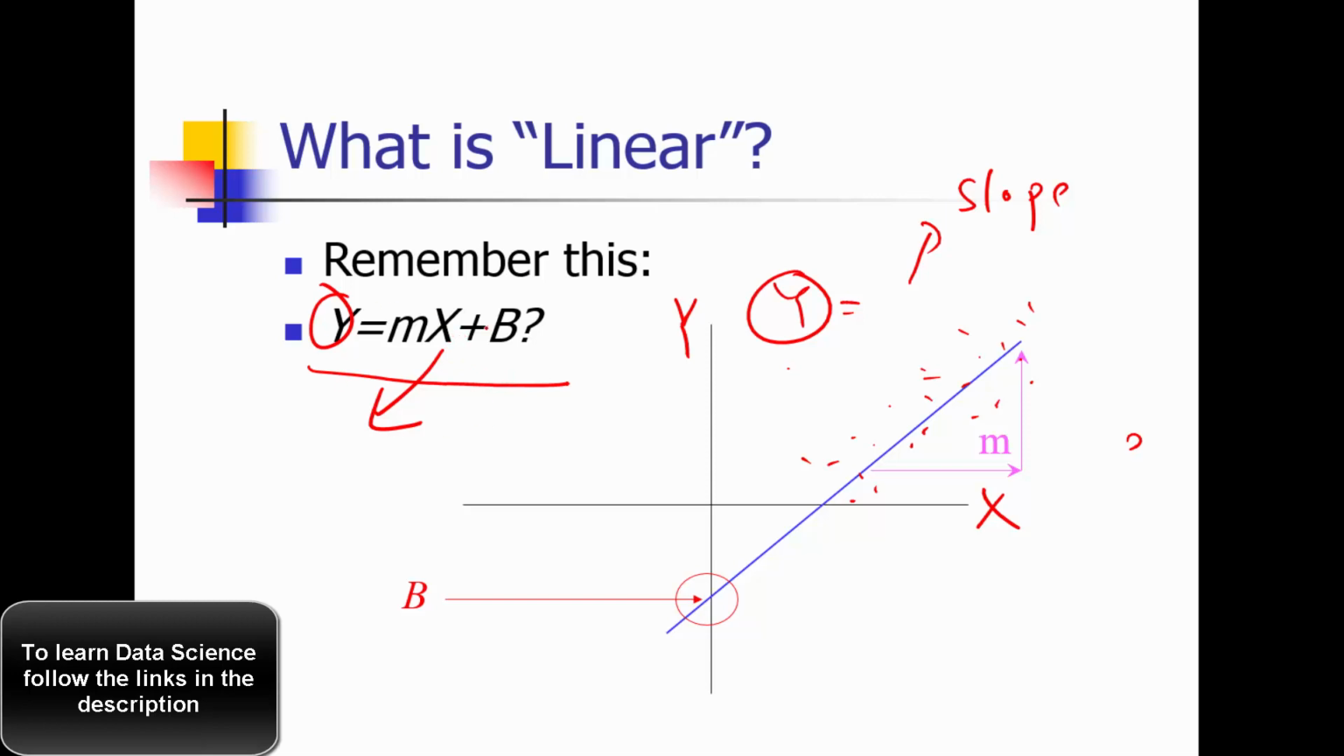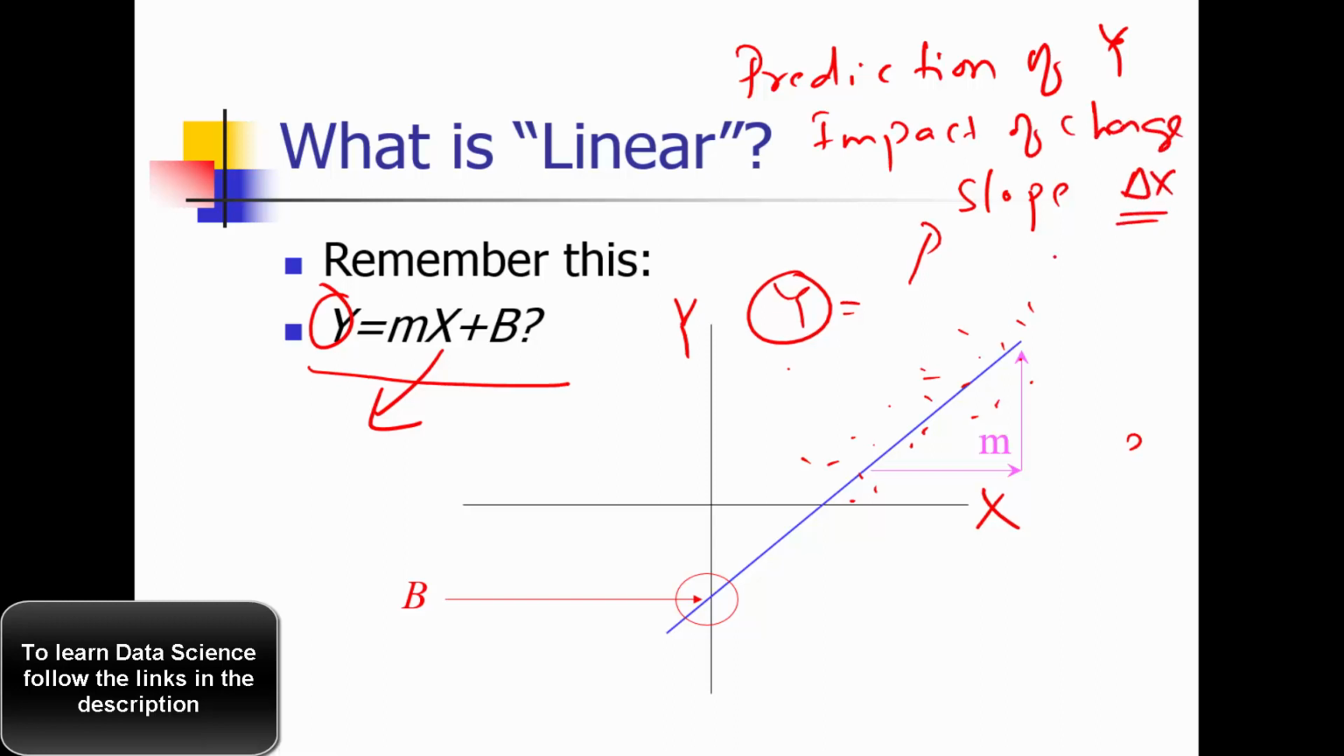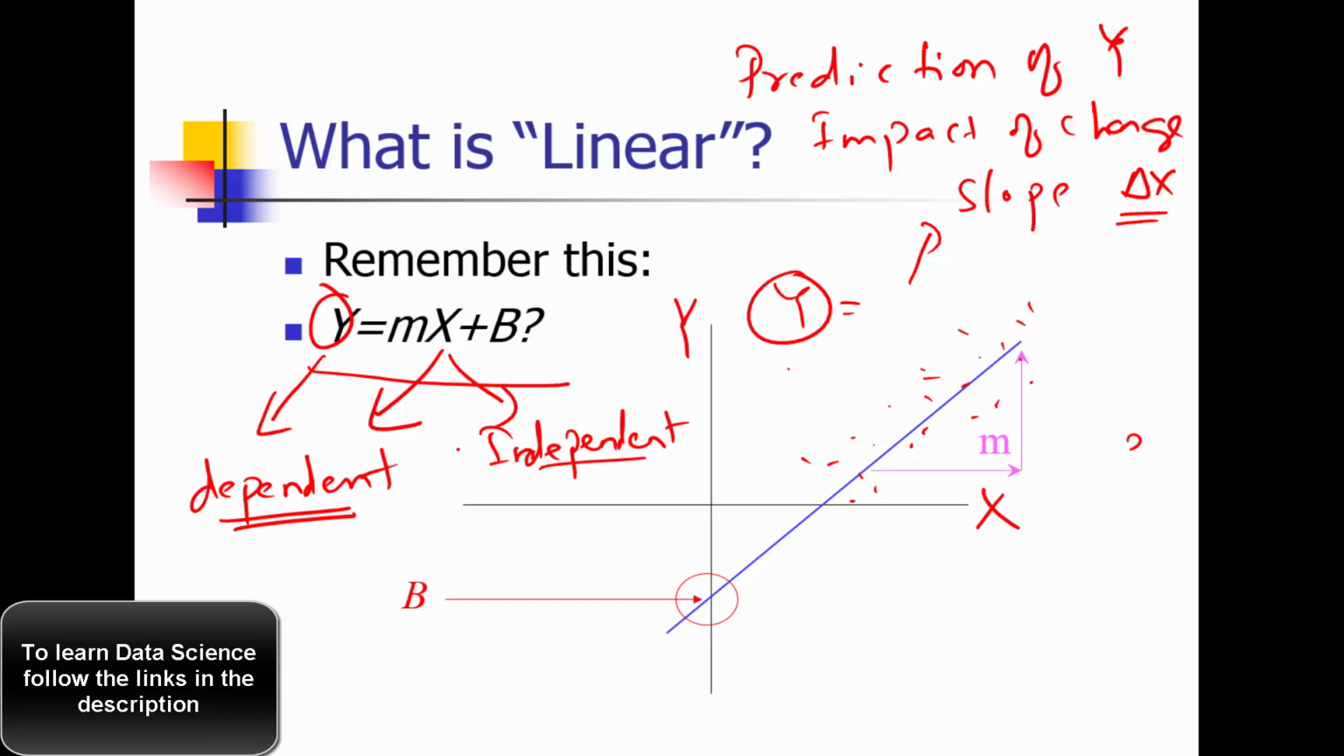So that is the intention of building a linear regression model: to predict y given x, and also to see the impact of a change in x on y. So these are the two things. One is prediction of y. The second is the impact of change in x. If x changes by del x, what is the corresponding change in y? By the way, in this case y is called the dependent variable and x is called the independent variable, because y depends on x.